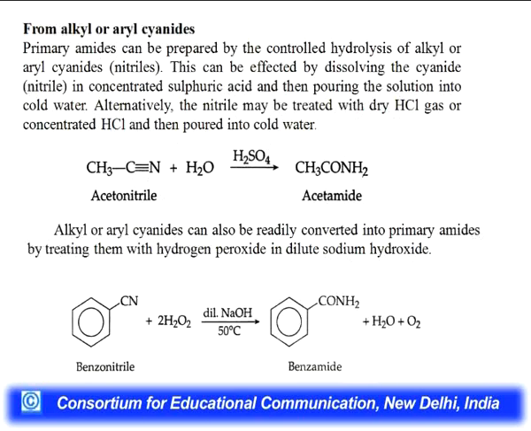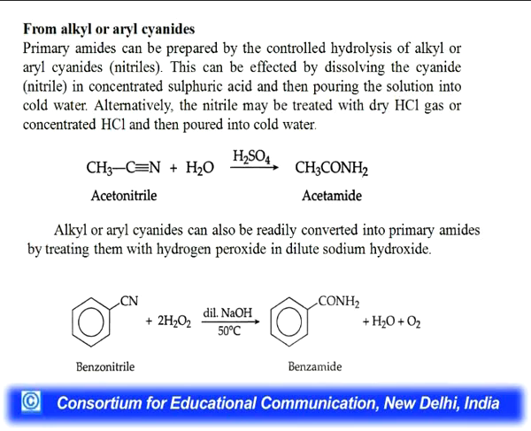Next, from alkyl or aryl cyanides. Primary amides can be prepared by controlled hydrolysis of alkyl or aryl cyanides, that is nitriles. This can be effected by dissolving the cyanide in concentrated H2SO4 and then pouring the solution into cold water. The nitrile may be treated with dry HCl gas or concentrated HCl and then poured into cold water.